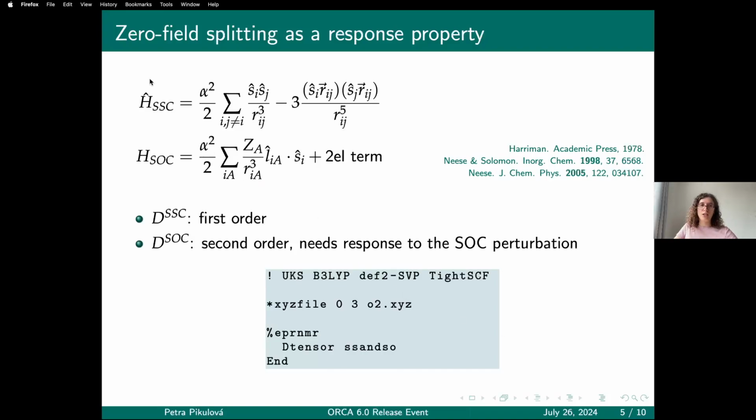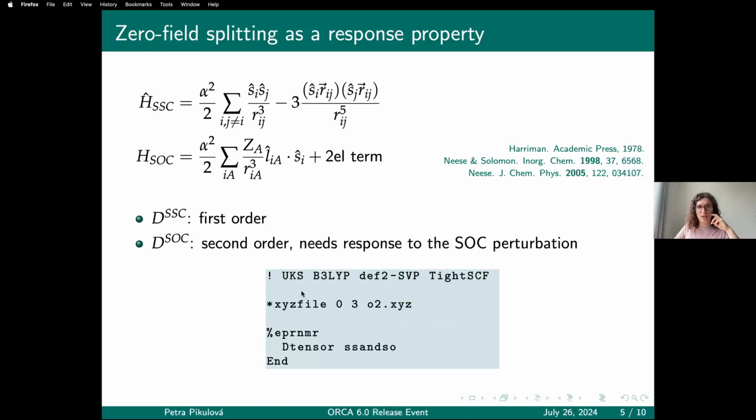Here I'm showing the operators that contribute. From the spin-spin coupling, which looks like a dipolar interaction, you get a first order contribution to zero field splitting, and then from the spin orbit coupling you get a second order contribution, which means that the program needs to solve for a response to the spin orbit perturbation, which potentially does not need to concern you that much, but you might be interested in looking at the input.